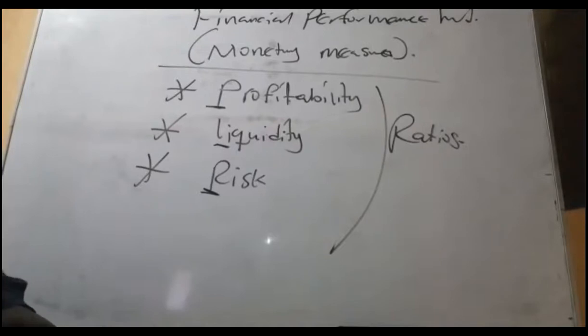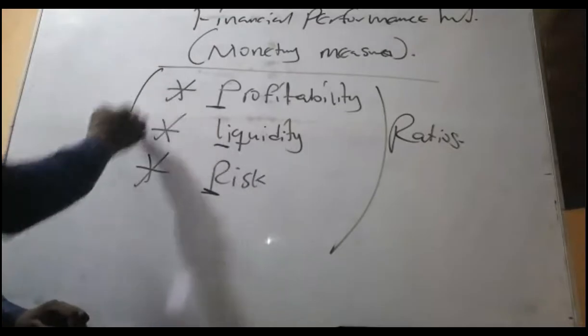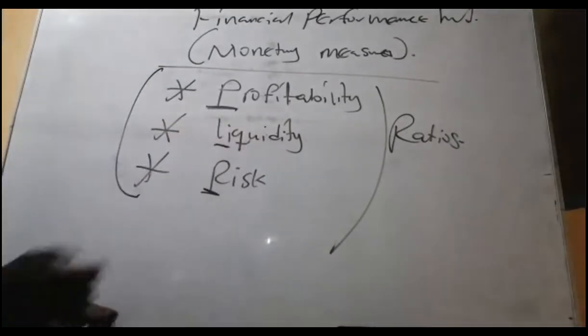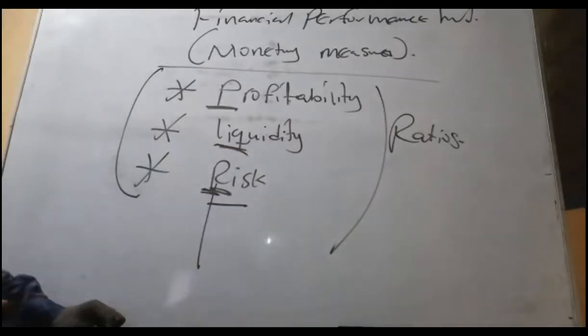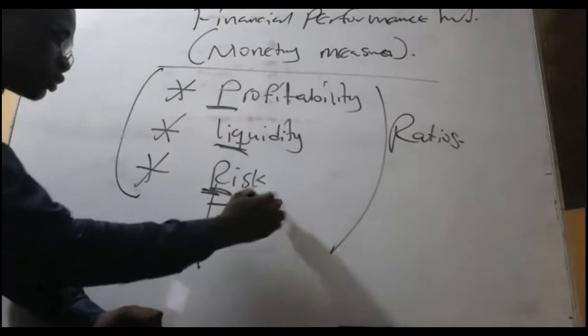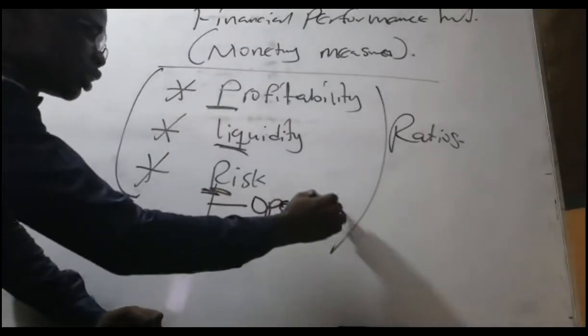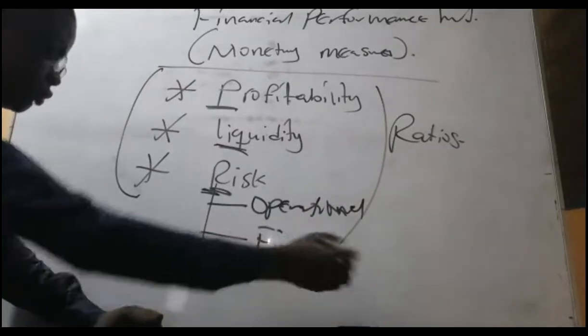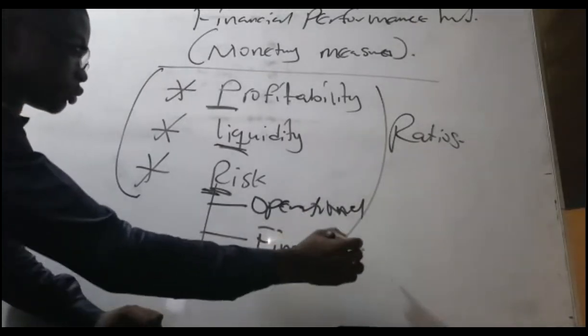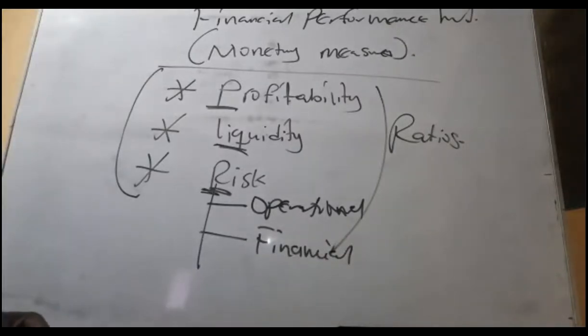Great. So with this, you can be asked to assess the profitability of an organization, liquidity, and risks. Here, the risks you can have are operational risks, financial risks. Great. And then we will talk about specific examples.